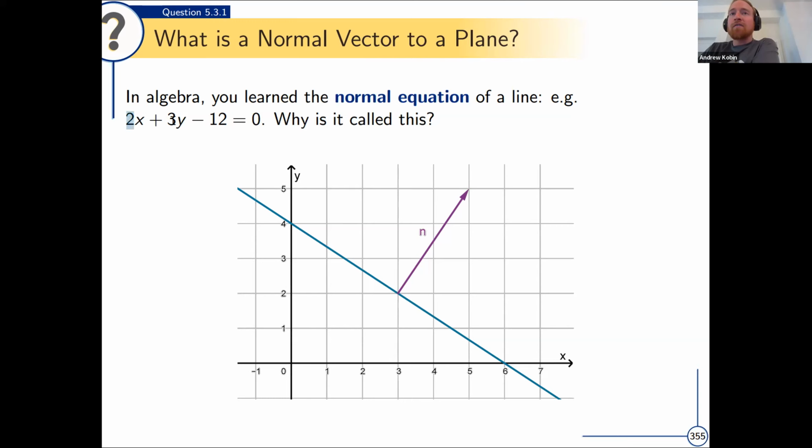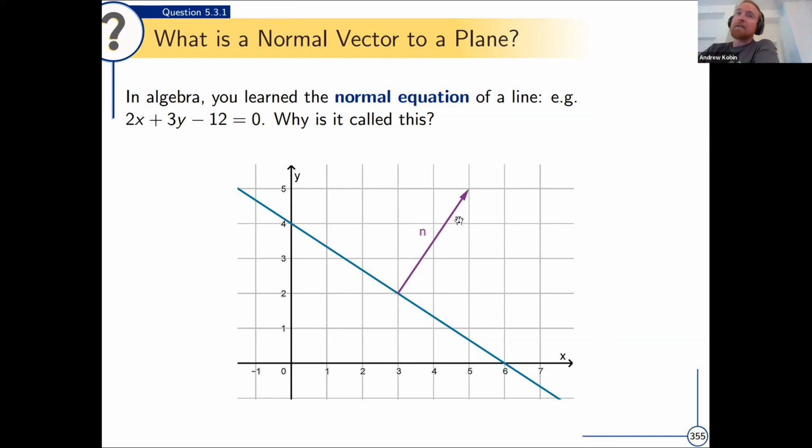If you look at the coefficients of x and y and pick these out and write them as a vector (2, 3), you'll see that this is exactly the vector drawn in purple in the diagram, whereas the line is drawn in blue. And if you believe the picture, if it's drawn to scale, this looks like it's perpendicular to the line. So this is our definition of a normal vector. A normal vector is one that is perpendicular to whatever set you're looking at. In this case, a vector is a normal vector for a line if it is perpendicular to the line, or equivalently perpendicular to any vector that lies on that line.